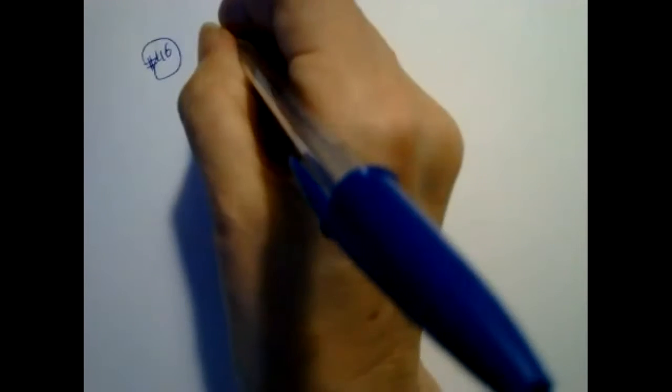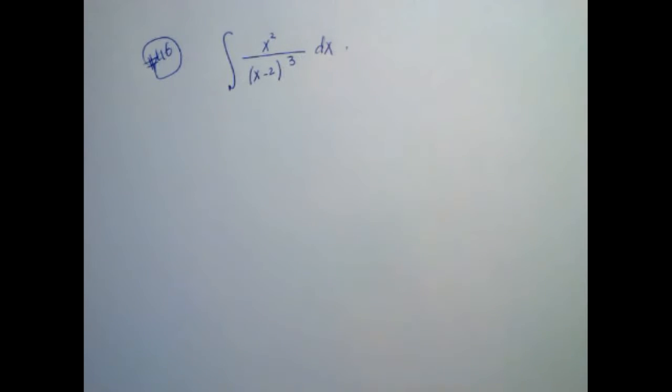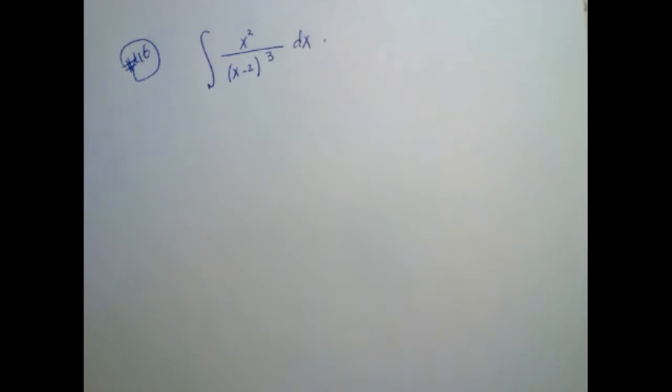Okay, we look at that. 46. Okay. So we have the following integral: x to the power 2 over (x minus 2) to the power 3 dx. Okay, all right. Ideas.